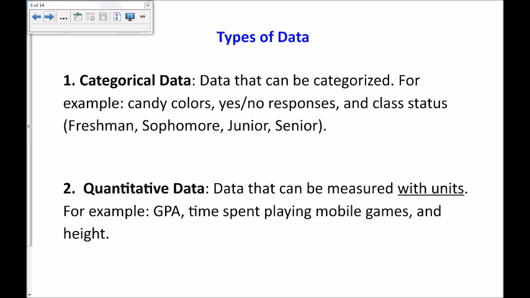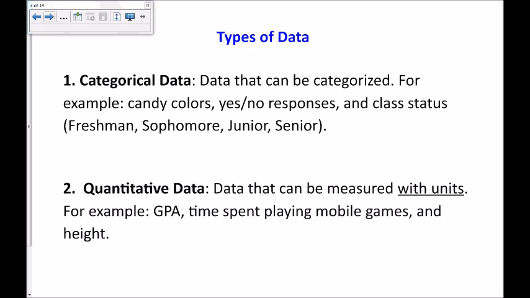The second type of data is quantitative data, and this is data that can be measured with units. For example, GPA is measured using grade points. Time spent playing mobile games can be measured in hours, and height can be measured in inches or centimeters.